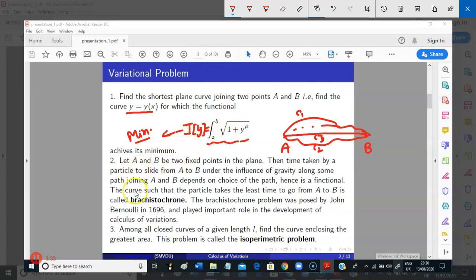In the same manner, a very famous problem, the parametric problem, was first posed by Galileo in 1638.